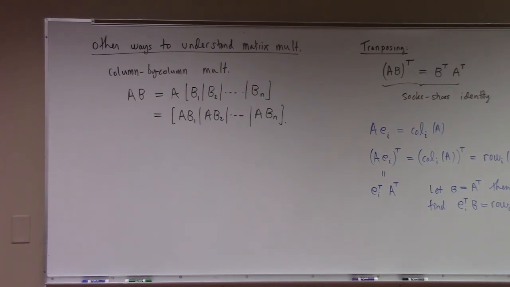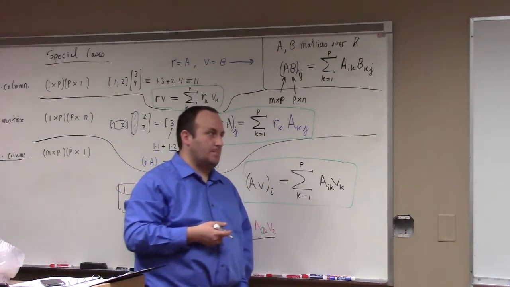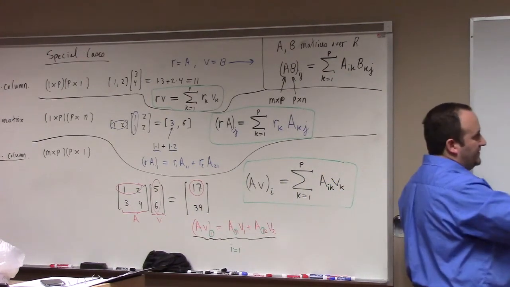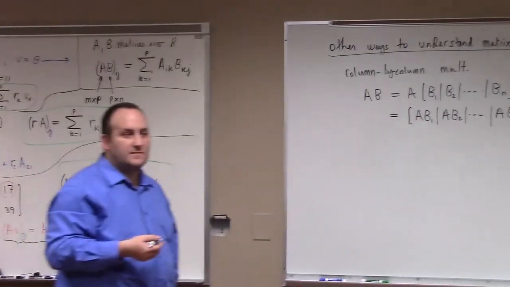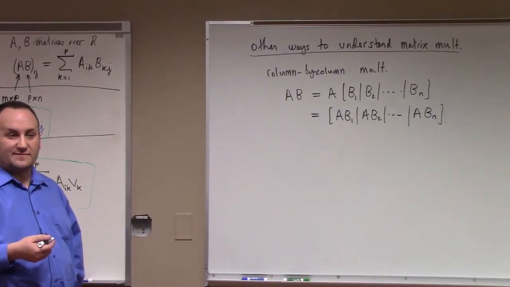Proving this is one of your homework problems. The proof is really little more than just carefully considering the definition of matrix multiplication. I think my proof is about 3 or 4 lines long. It's not that long. Okay, great. What happens if we take the transpose? What happens if we take the transpose of the column by column rule? What do we get?